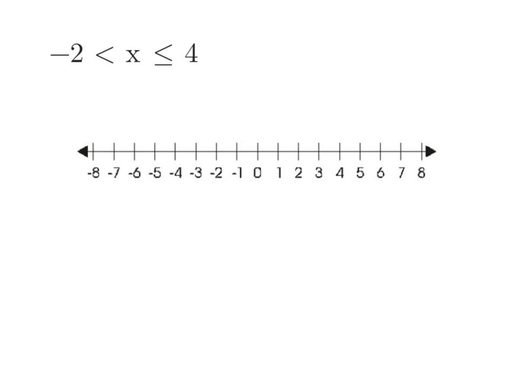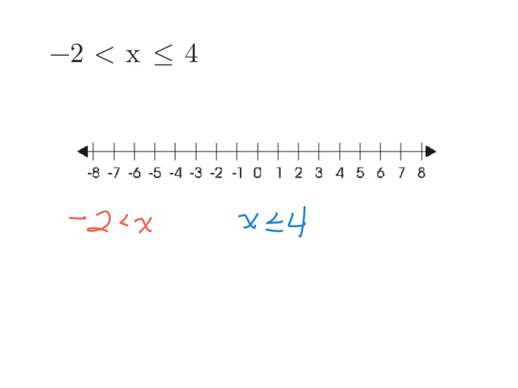Well, here's an example where we have -2 is less than x, which is less than or equal to 4. This is two separate inequalities working together. So the first inequality that we're talking about is -2 is less than x. The second inequality is that x is less than or equal to 4. We can treat each of them separately at first, and let's take a look at that.